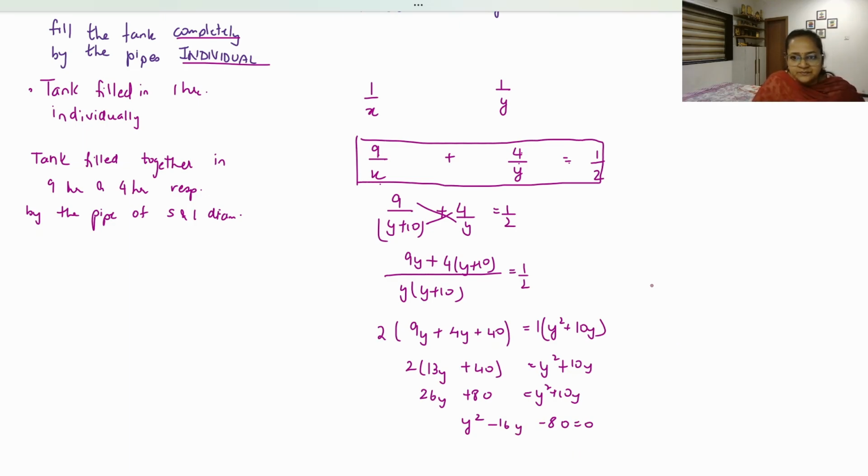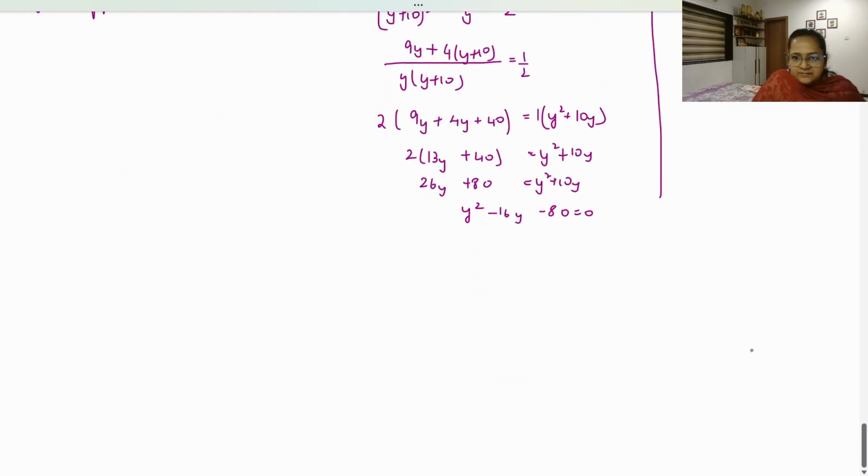And then you can do the factorization. So what are we going to get in the factorization part now? What are the factors of 80 which on subtraction will give us 16? Let's check. 40, 20, 10, 5, 1. We want, on subtraction, 16. So we have 20 into 4. So we'll write this as y square minus 20y plus 4y minus 80 is 0. y into y minus 20 plus 4 times y minus 20 is 0. y minus 20, y plus 4 is 0.